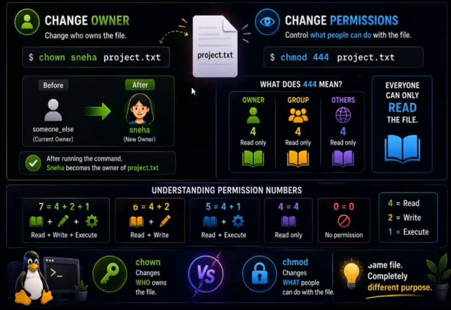That's the difference. Now one small tip: when you see 444 in your terminal, remember that 4 stands for read, 2 for write, and 1 for execute. And remember the basic difference between these two: chown is who owns the file, and chmod is what people can do with the file. Linux becomes much easier once you understand all topics through small differences like this.